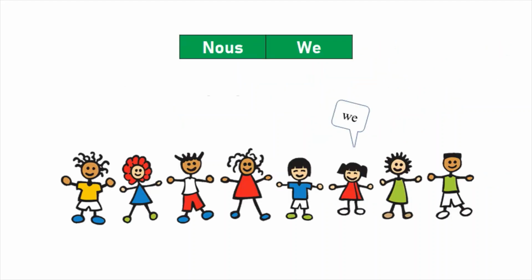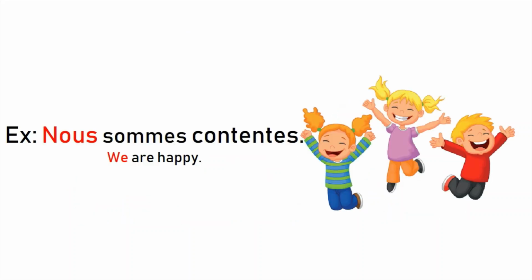The first person plural French subject pronoun nous is used exactly like we in English, but in informal spoken French, on is used in place of nous. For example, Nous sommes contentes.